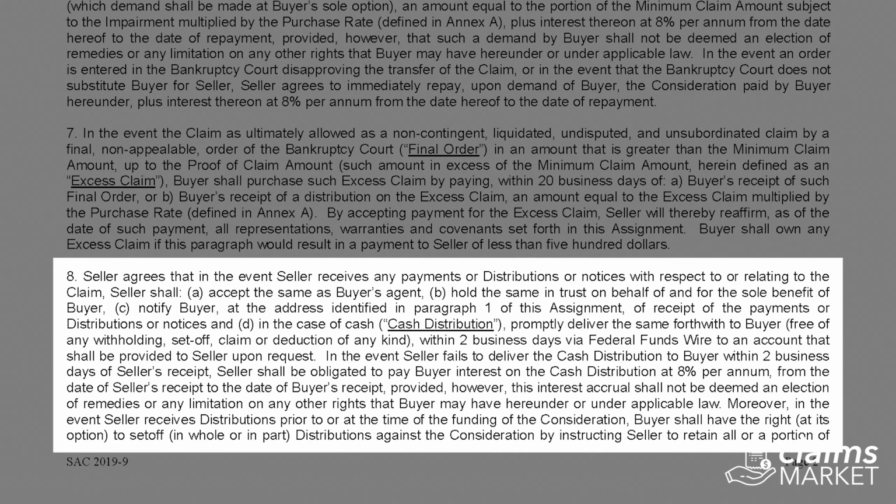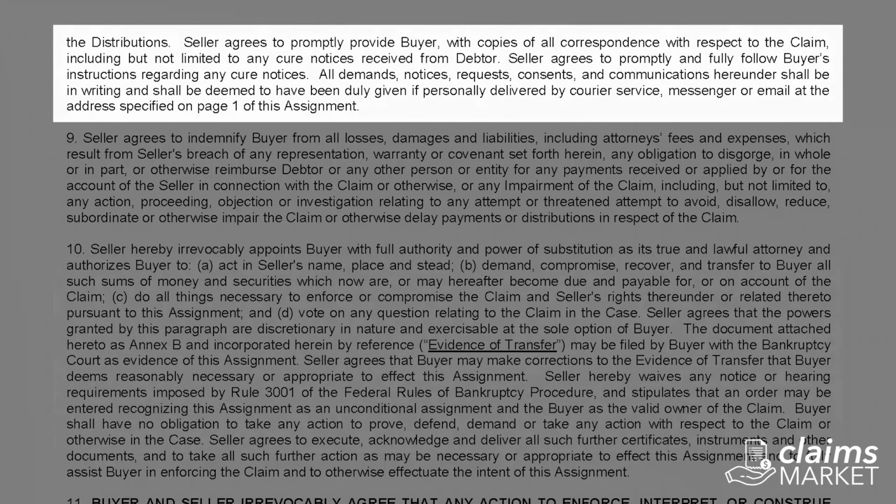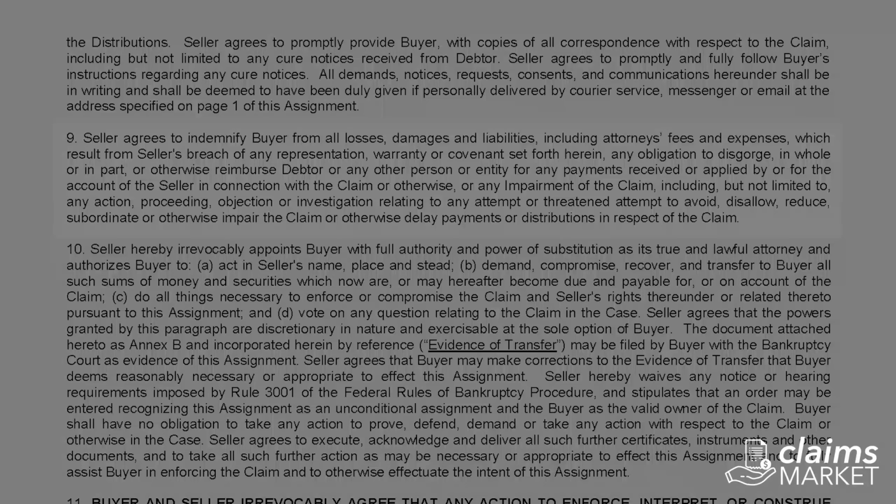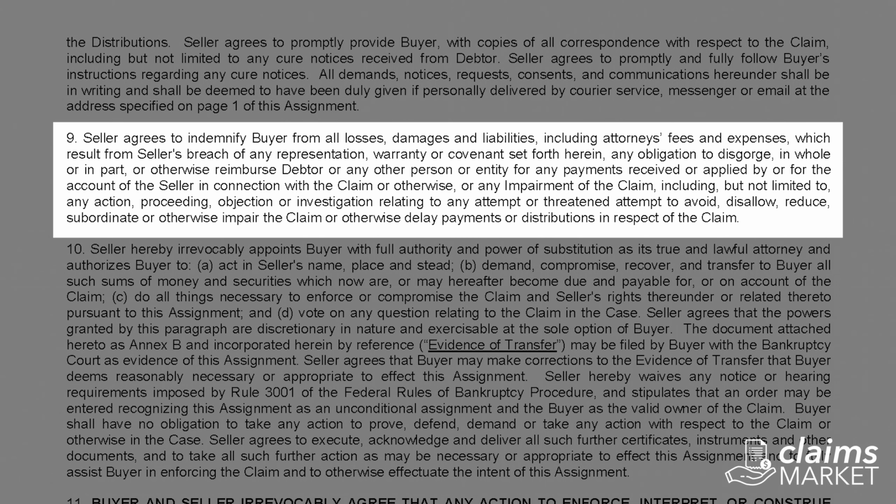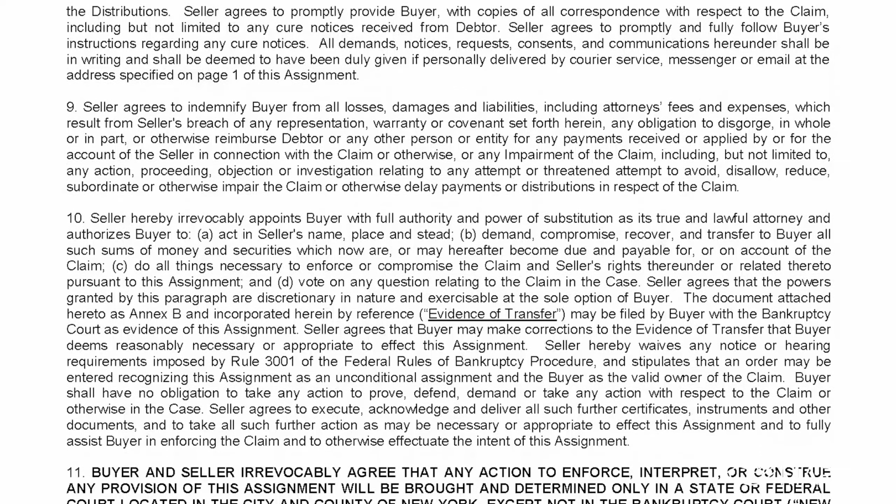Paragraph 8 is pretty straightforward. It states if you receive any payments on account of the claim after the sale closes, you need to send those payments to the buyer. Paragraph 9 states that you promise to make the buyer whole, together with buyer's attorney fees if any of your representations or warranties are false, or if you don't do things you have promised to do, such as repay the buyer in the event of an impairment as stated in paragraph 6.